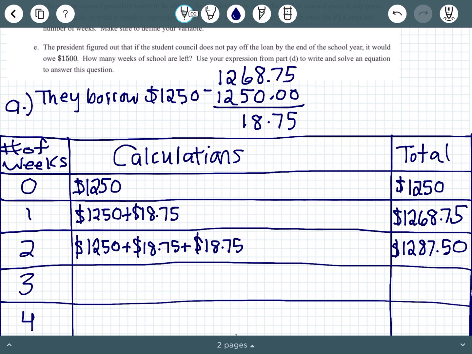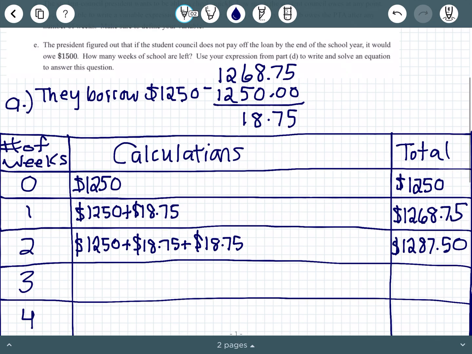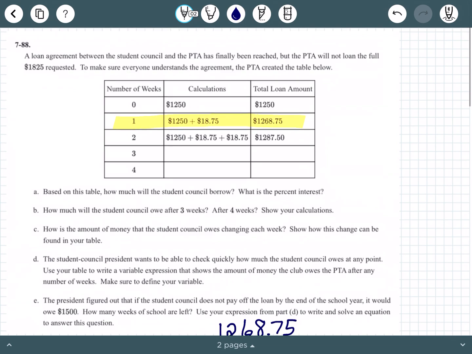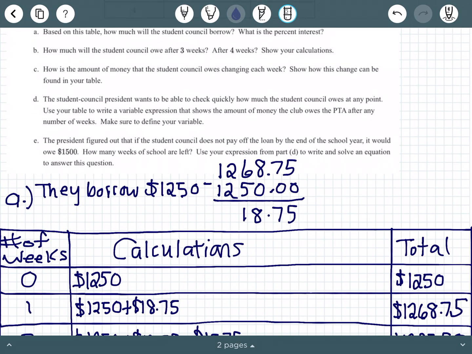Now, $18.75 is where they come up with what is being added each week. So that's how we got from 1,250 to 1,268. And from 1,268, we added another $18.75, which got us to that 1,287. Now, $18.75 is not our rate.